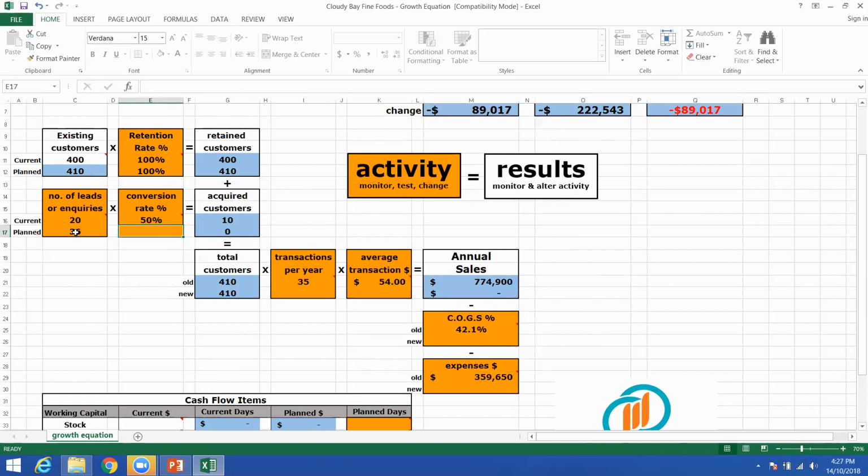The next key driver is conversion rate. Currently, Nigella converts half of these leads into customers. So for every potential 2 customers that walk in, only 1 buys. She needs to understand why that is. So what things could she do to improve her conversion rate? Maybe her sales skills are not as good as what they could be. So maybe she should do some sales training.